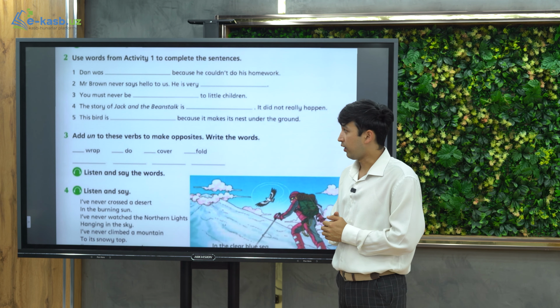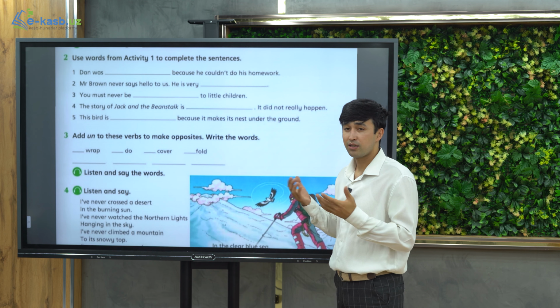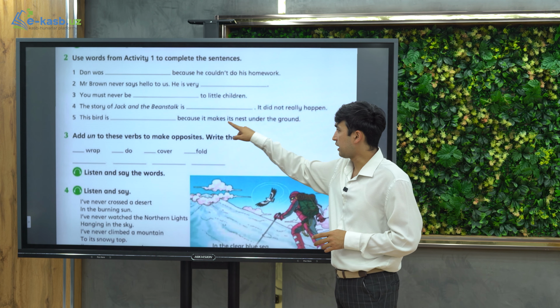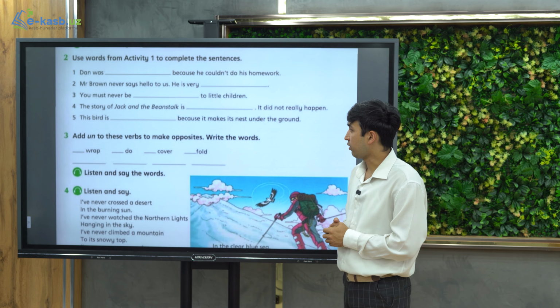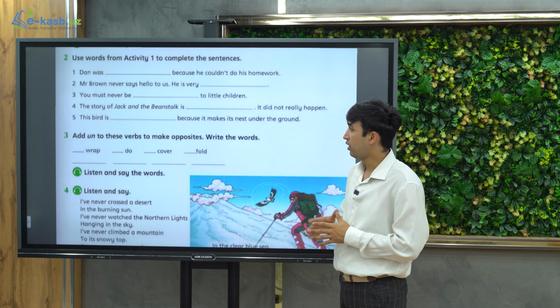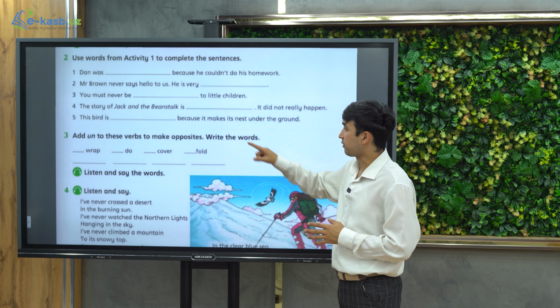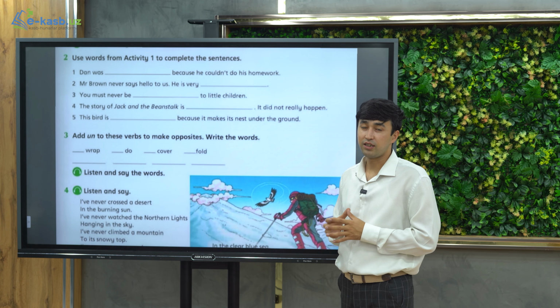The last one, number 5, this bird is unusual because it makes its nest under the ground. Right. So yana bir marta qaytarib o'taman orqasini. This bird is unusual because it makes its nest under the ground.